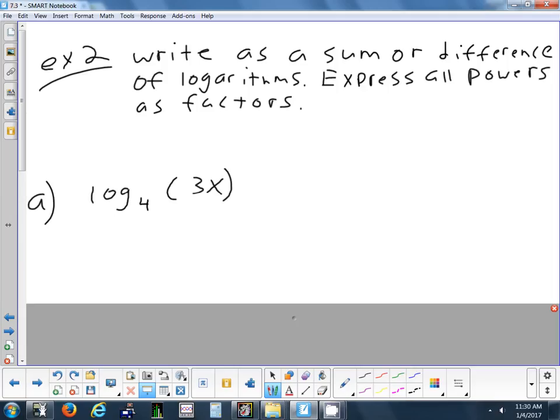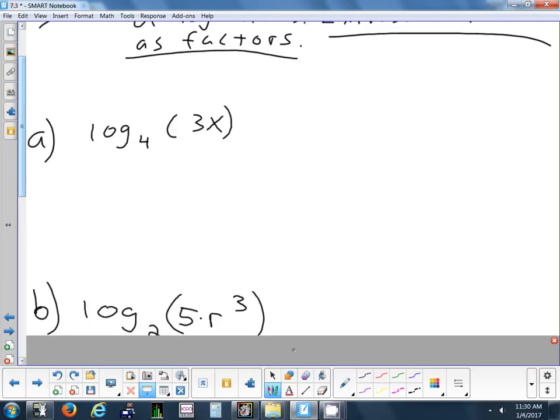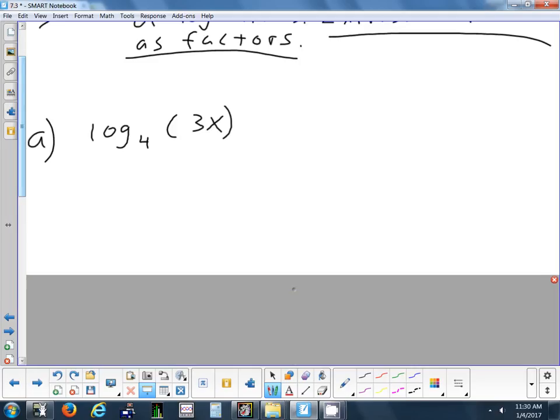And then, after you do that, don't leave numbers in the exponents. So when they say express powers as factors, factor means put the exponent in front, if there is an exponent. This problem doesn't have one. The next one will.